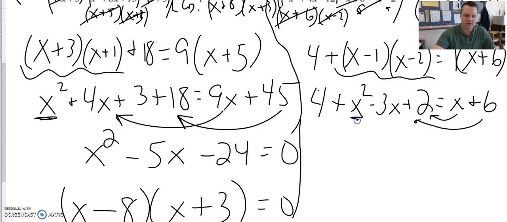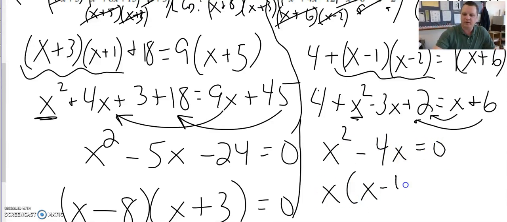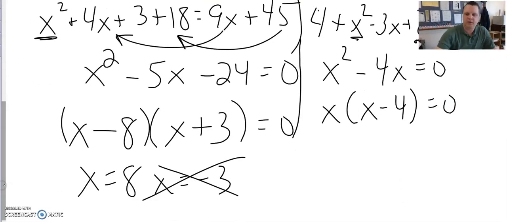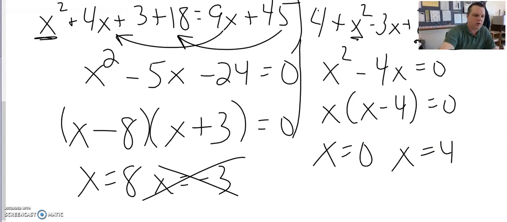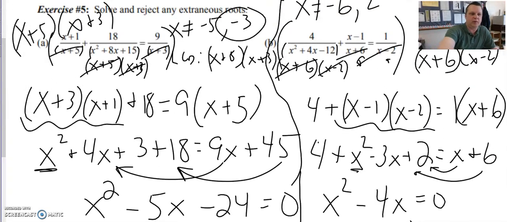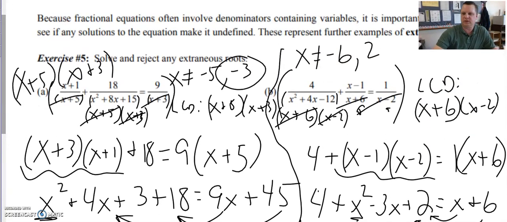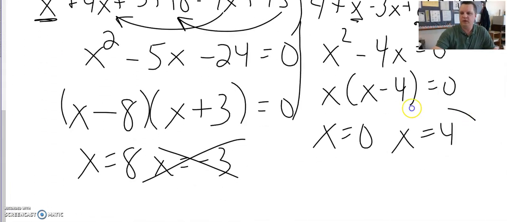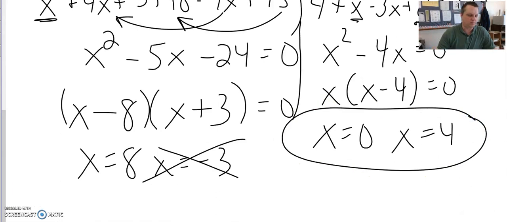Get it all to one side because of the x squared. You have an x squared minus 4x equals 0. Very easy. Factor out an x. So then, therefore, x equals 0. X equals 4. Go all the way back up top. Okay, it can't be -6 or 2. So both of these are good. So both of those work. Okay, x equals 0, x equals 4.